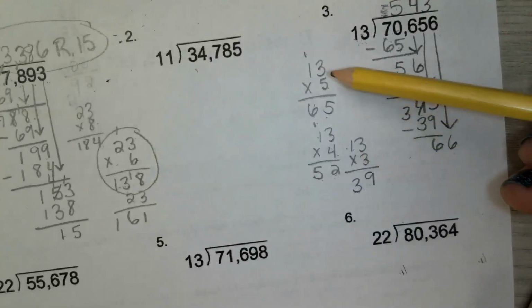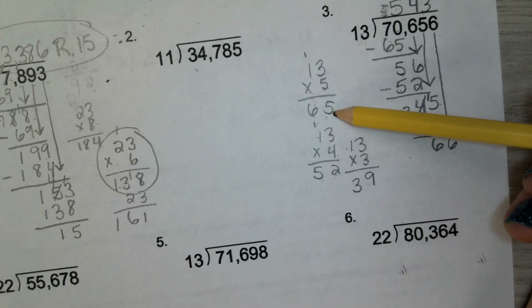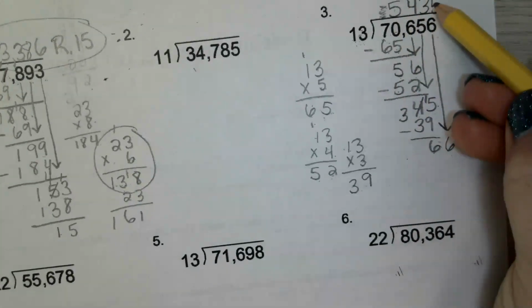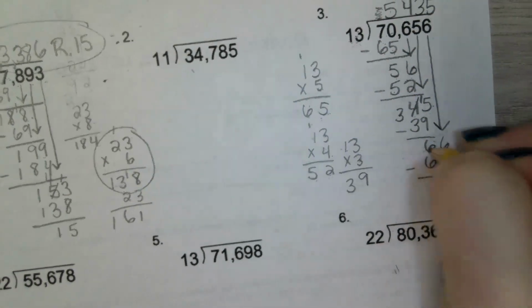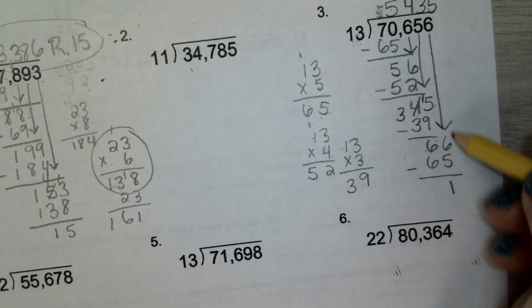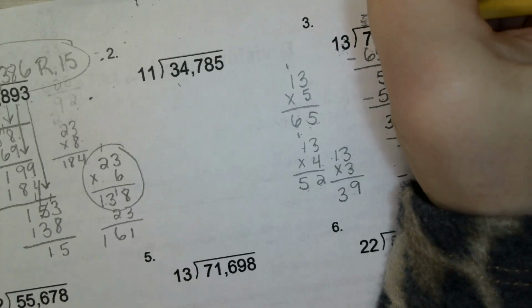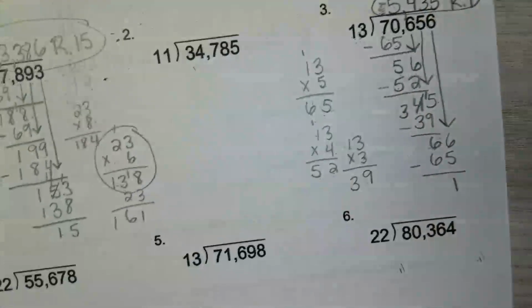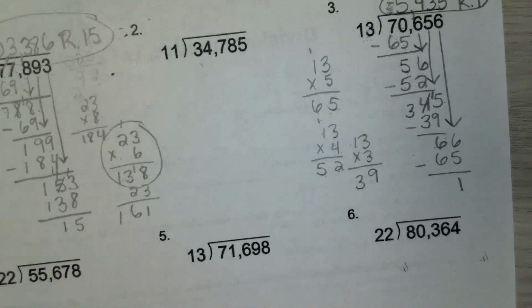So how many times does 13 go into 66? Hey, we already know that because I did all this work over here. I know that 13 times 5 is 65, and that's as close as we're going to get without going over 66. So it's going to be a 5 again. 5 times 13 is 65. 66 minus 65 is 1. We have no more digits to drop down, so that is our remainder. Remainder 1. So our answer is 5,435, remainder 1. Woohoo!